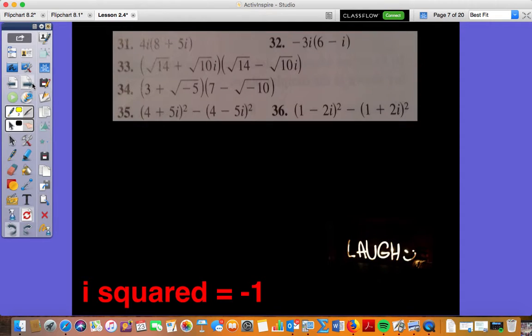The third one, I think this one was one that Thomas was kind of talking about, hey, how do we distribute this? If I were to say a couple of the ones that tripped people up, this might be one that we want to really focus on. So let's take a look at 35: 4 plus 5i squared minus 4 minus 5i squared. What's important with this part?